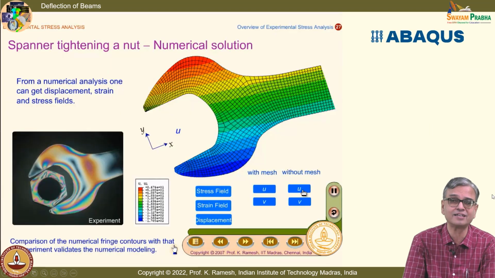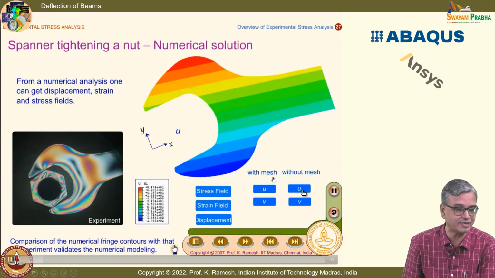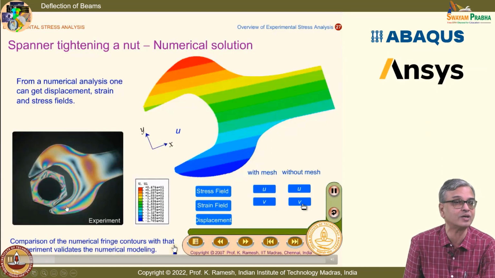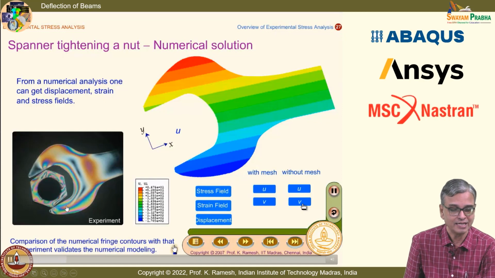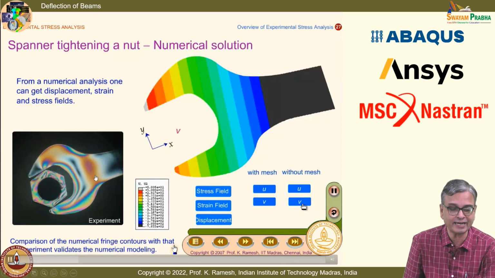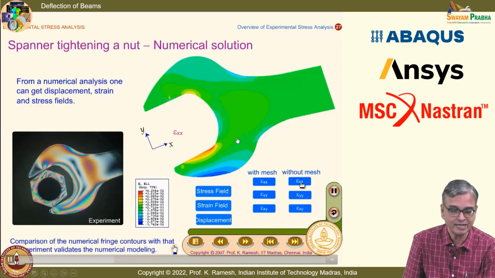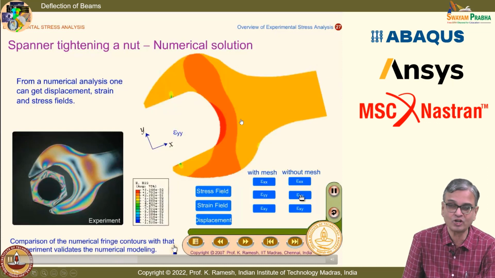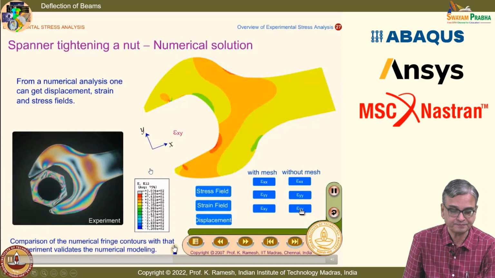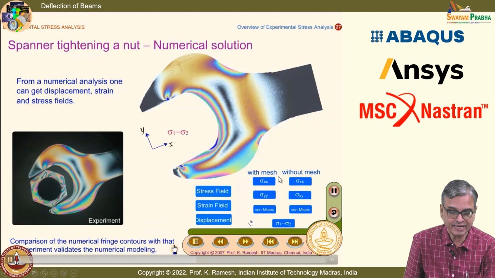Now, let us take the simple spanner problem. You have seen the fringes. You have also seen these fringes in your laboratory course. And if I use finite element, I can get the u displacement, v displacement, and this is how you discretize the structure. I can get strains, epsilon xx, epsilon yy, epsilon xy. I can also get the stresses, sigma xx. I get sigma 1 minus sigma 2.